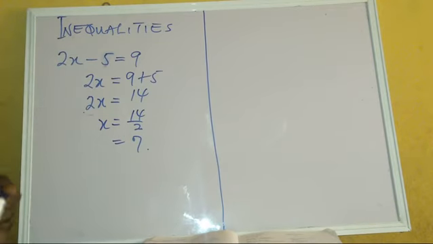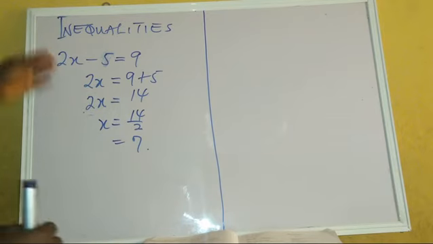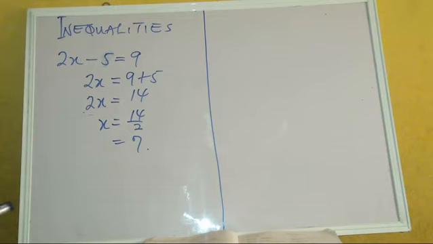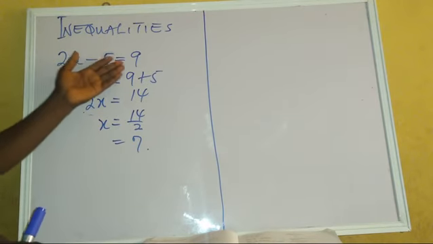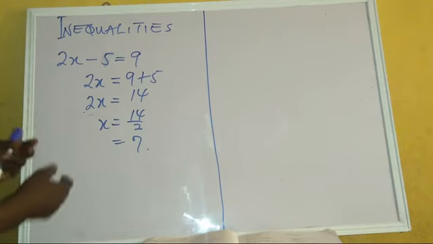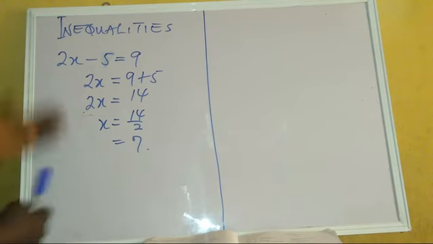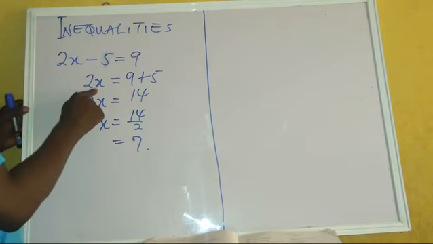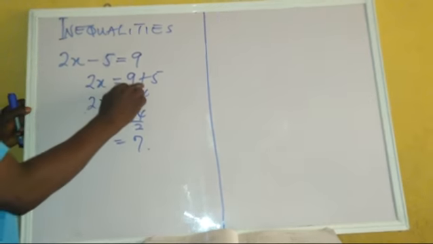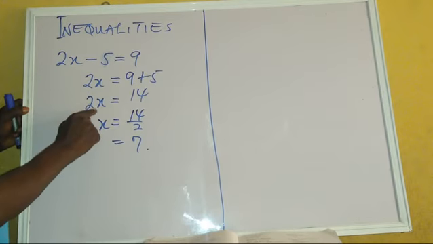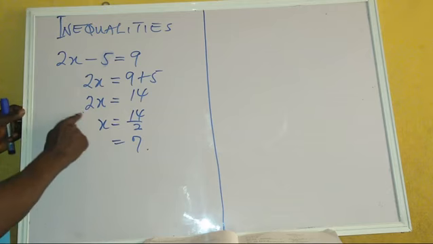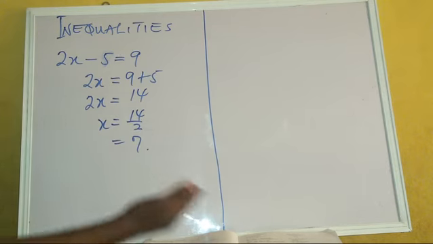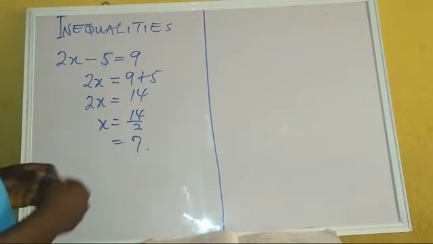We shall be talking about inequalities. I want us to first look at this example we have on the board. This is all about equality. It's 2x minus 5 is equal to 9. That means we have to solve for x. In that situation, 2x, we carry negative 5 to the other side, becomes plus. That's why we have 2x equals 14. x equals 14 divided by 2, which is 7.